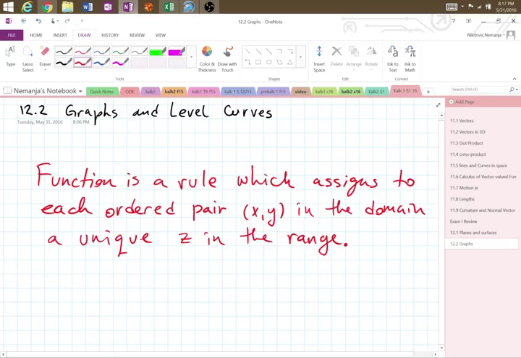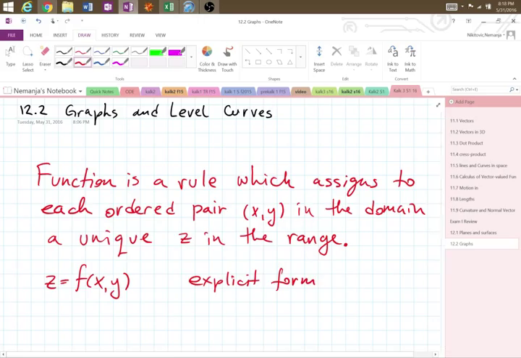The notation for something like this would be z equals f of xy. So the same as the notation earlier, except you have an extra y in it in the domain. And then we also have the implicit form. So this would be the explicit form.